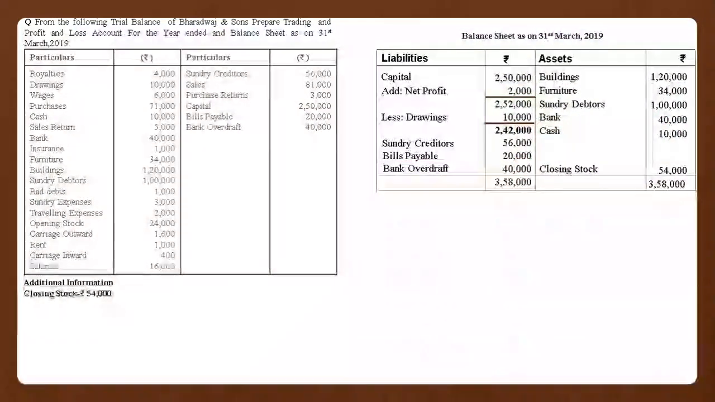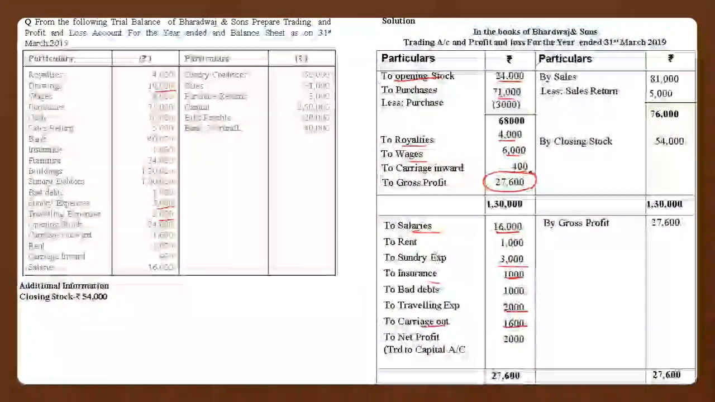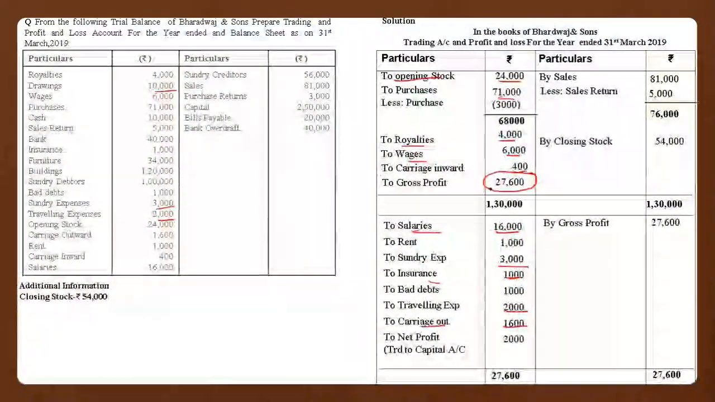Now come to the totaling part. First you have to close trading account. पहले हमको trading account को close करना है. So first we do the totaling of credit side. Credit side का total करेंगे. तो यहाँ पर we are getting 1,30,000. Then the balancing amount. Whatever you are having the balancing amount in trading is gross profit.